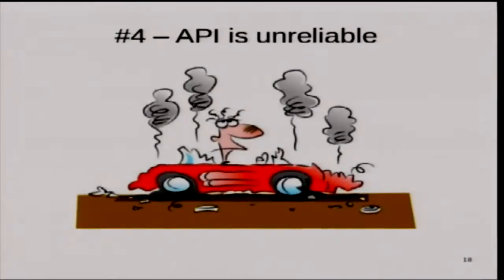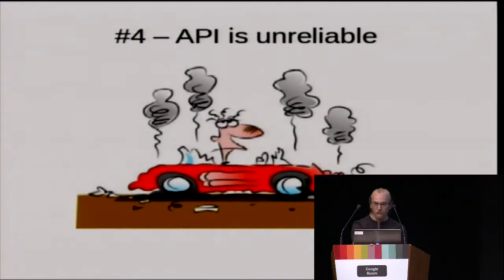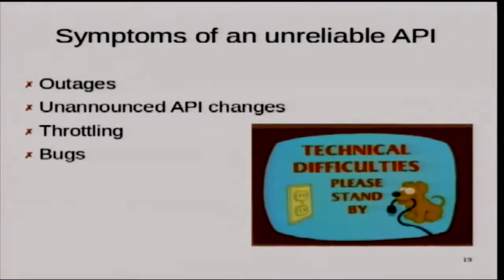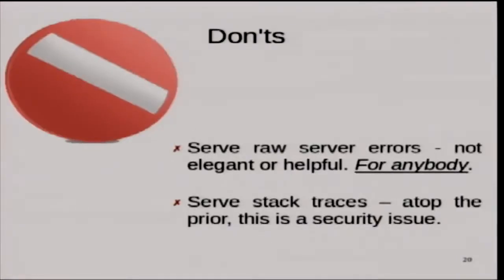Reason number four would be that your API is unreliable. And the signs of an unreliable API would be outages, unannounced API changes, throttling, or bugs. The big don'ts of an API are serving raw server errors, which is not elegant or helpful, or serving stack traces, which is a security problem.